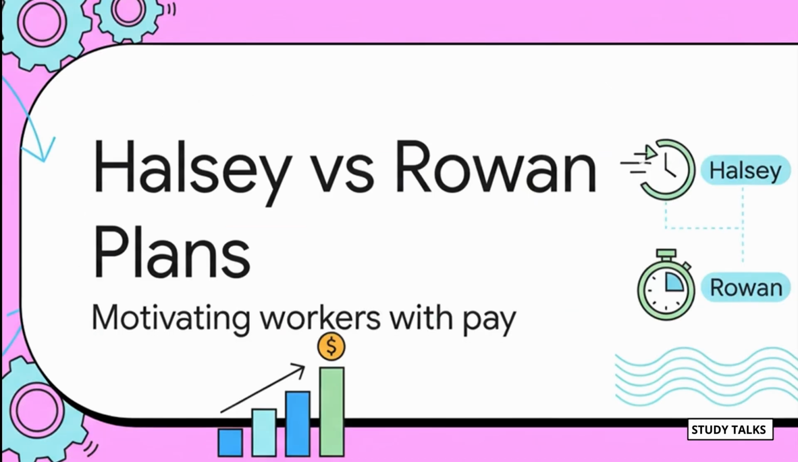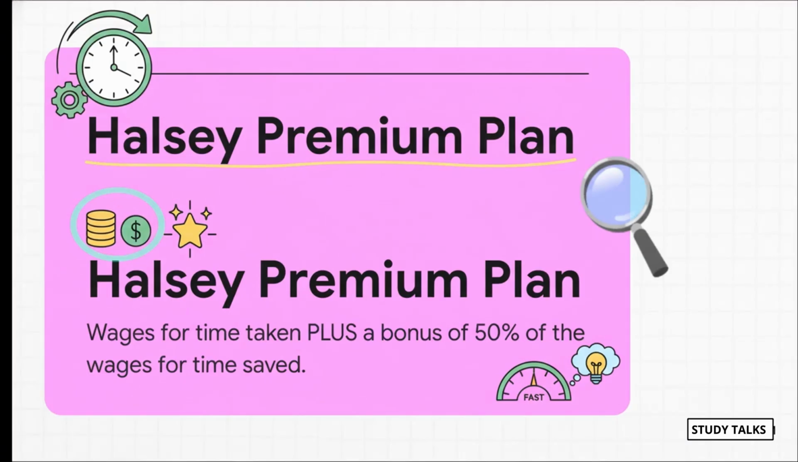Incentive plans. This is where we get into the calculations. So, how do you motivate workers to finish a job faster than planned? Simple. You give them a bonus for it. We're going to focus on the 2 big ones you need to know, Halsey and Rowan. First up, we have Halsey.